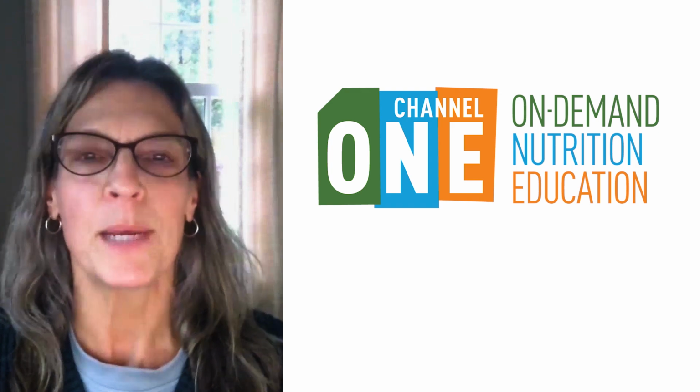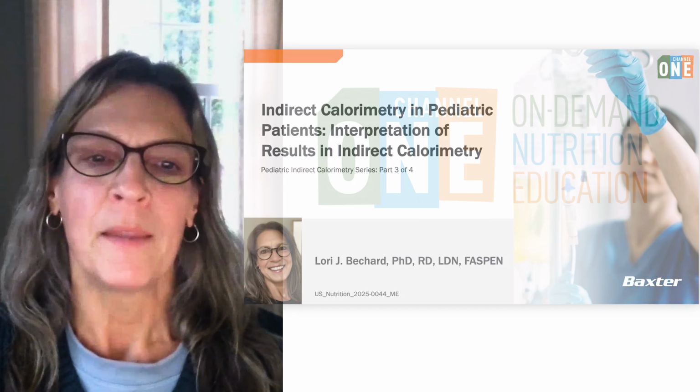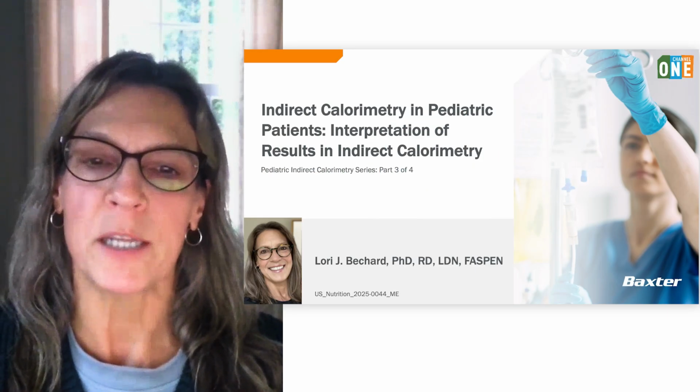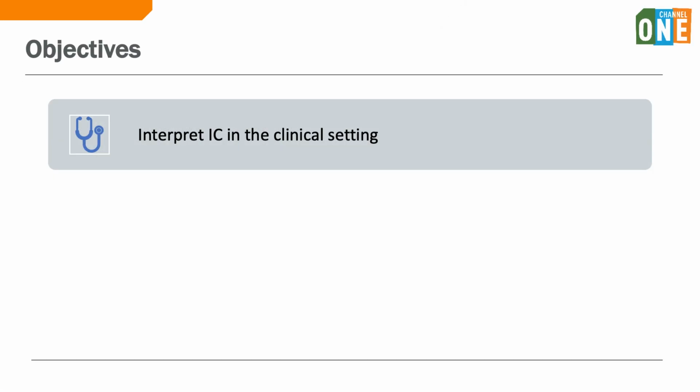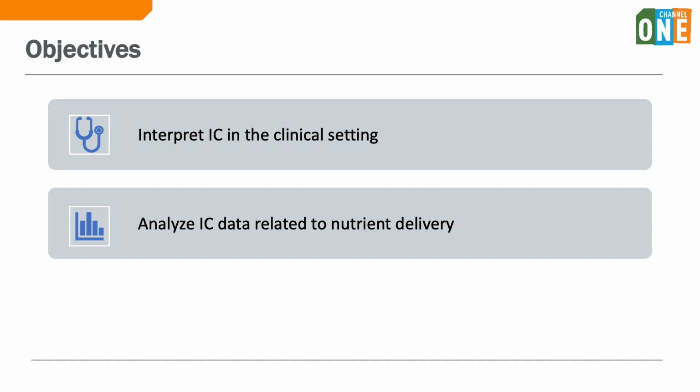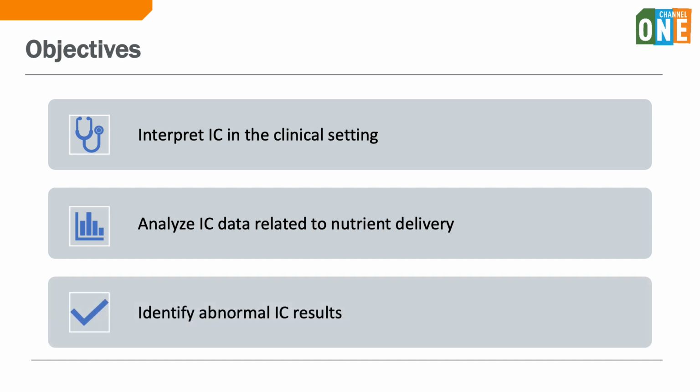This module is part 3 in a 4-part series. We are focusing on pediatrics. Today, we are looking at interpretation of results in indirect calorimetry. The objectives for this session are to examine and interpret indirect calorimetry data and to understand this interpretation in the context of patient care. We will accomplish these objectives through 2 case scenarios.